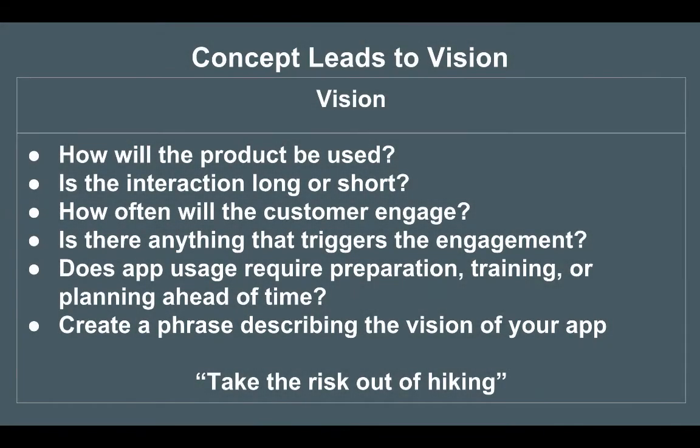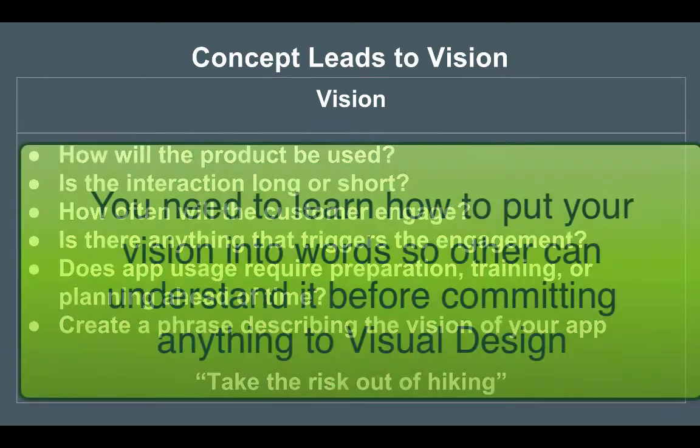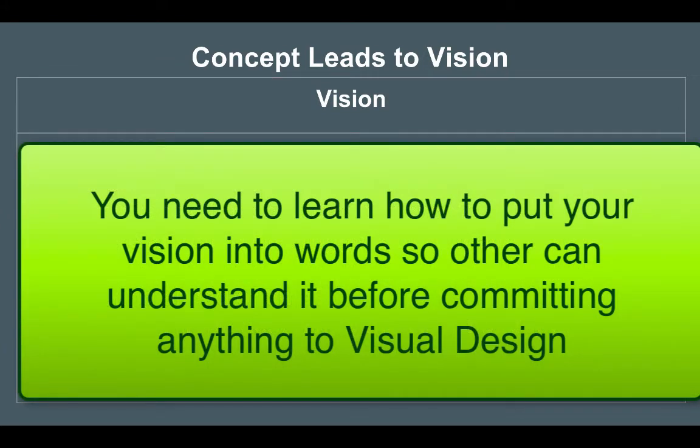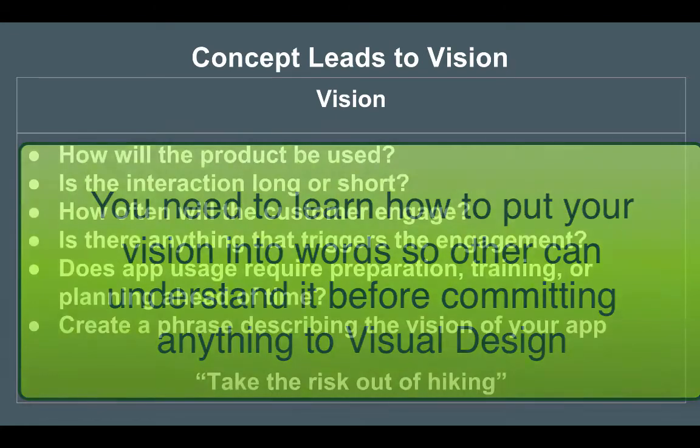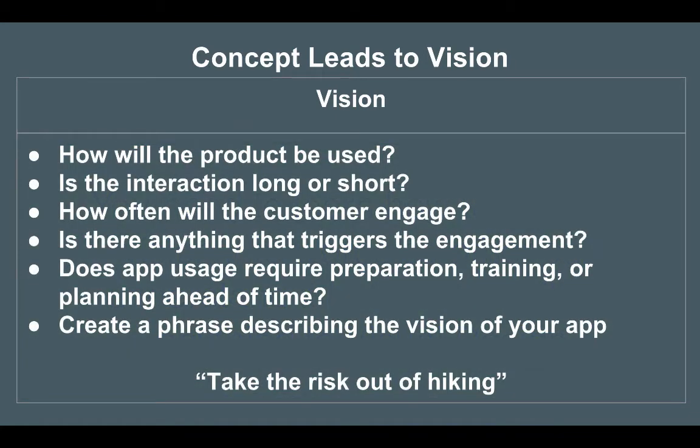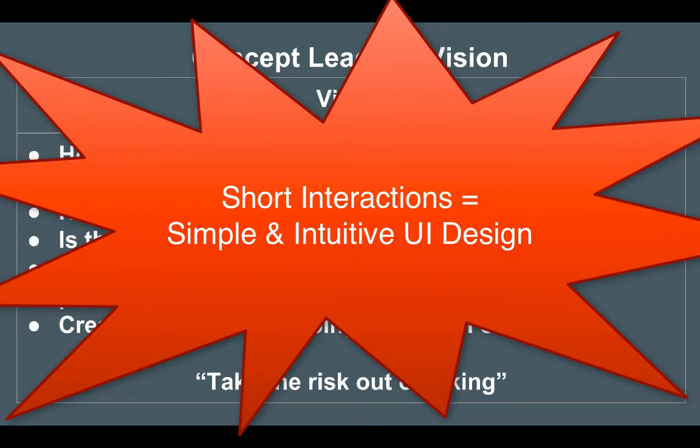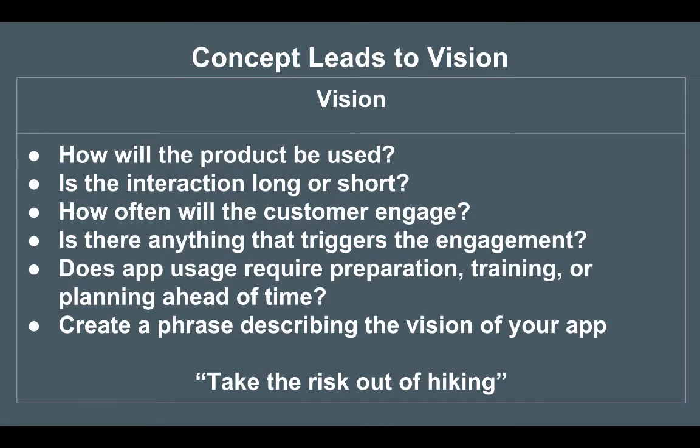Without a concept, it will be hard to build your app vision. In other words, without being able to describe your concept in simple terms, it will be difficult to create a vision by which you will use to create your design. Vision takes context and starts understanding the length of the interaction. For example, if the interaction is short and frequent, then the design should translate into something that is very simple and intuitive.